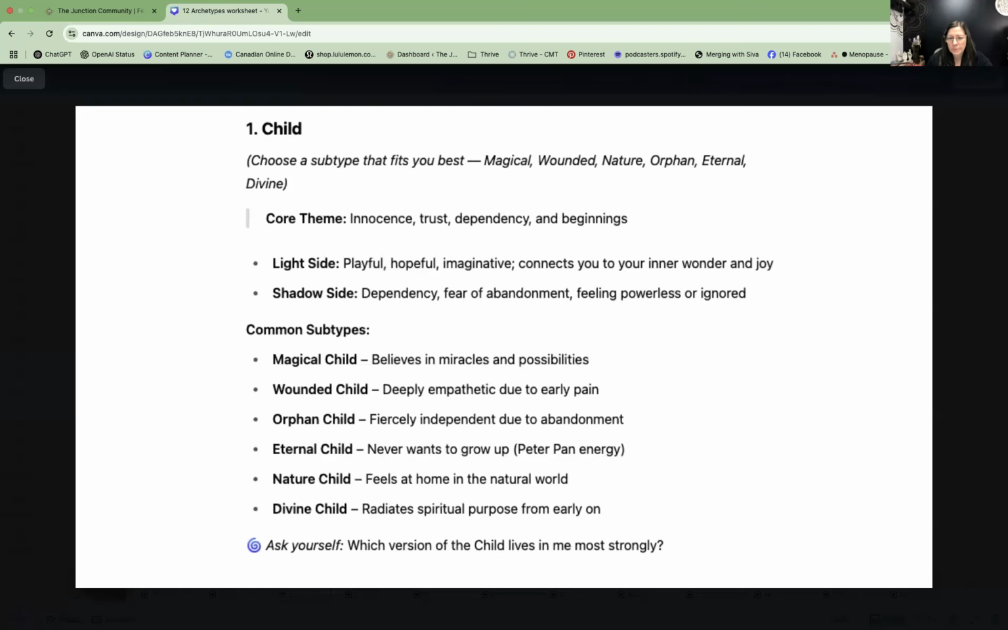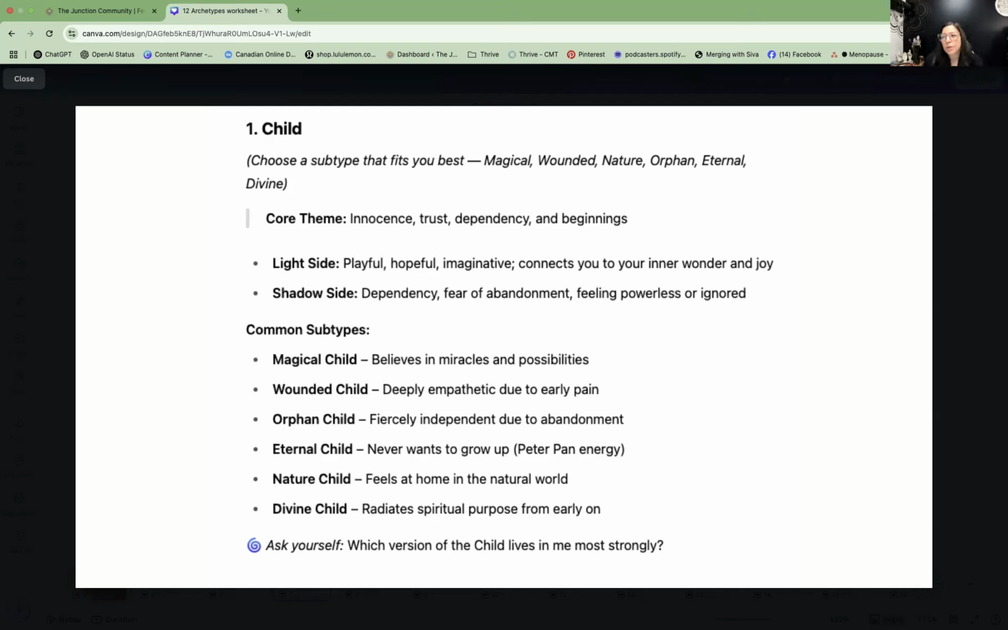So what I'm going to attempt to do is pause my video, screen share, and share with you each of the different sections that we can work on together. So hopefully this works. The first one that we're going to look at is number 1 slot, child. For the child archetype, there are a few different subtypes that we can look at. Today you're going to be looking at the different ones and picking one.